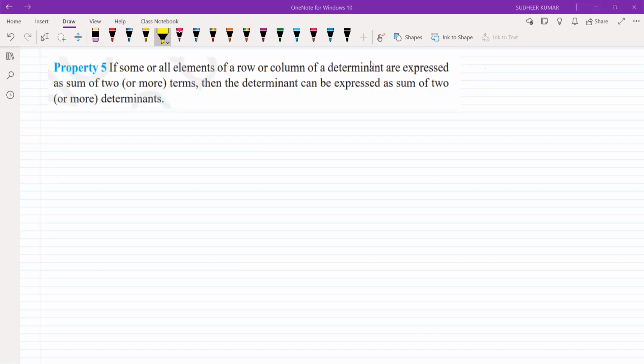The next one is the fifth property. If some or all elements of a row or column of a determinant are expressed as a sum of 2 or more terms, then the determinant can be expressed as a sum of 2 or more determinants. Do you understand this? Let us take an example to verify it.